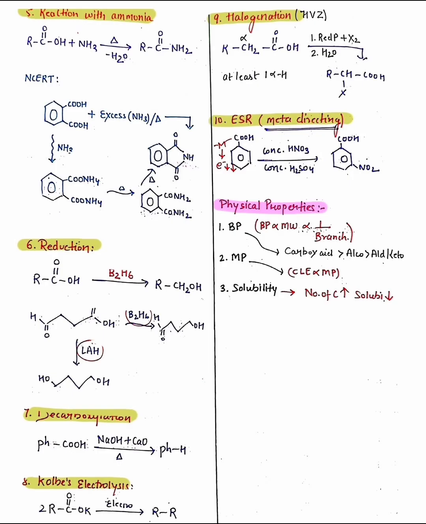The solubility of carboxylic acid decreases with increase in the number of carbon atoms and increase in molecular weight. Means ethanoic acid, propanoic acid and butanoic acid, butanoic acid contains the maximum number of carbon atoms, so it is less soluble in water, but ethanoic acid is more soluble than butanoic acid.